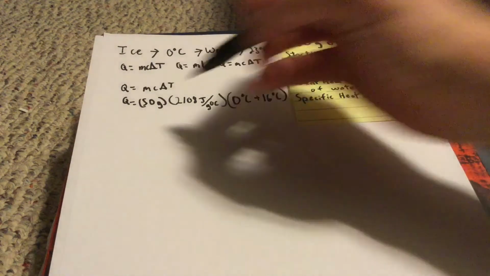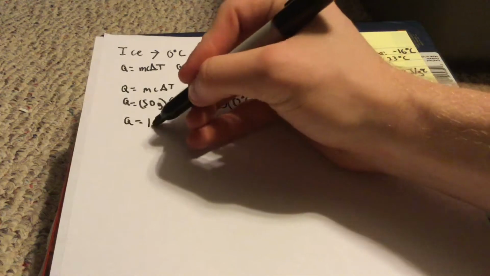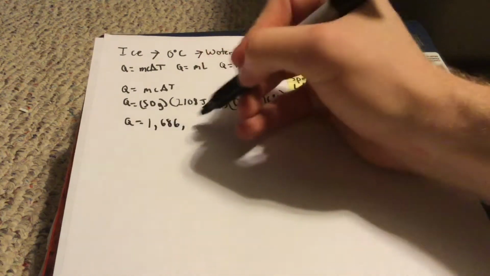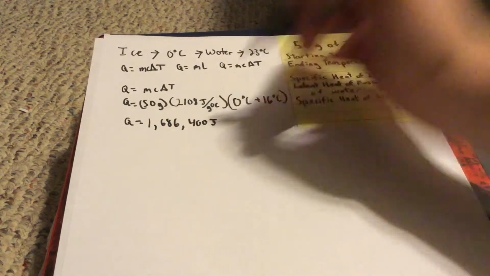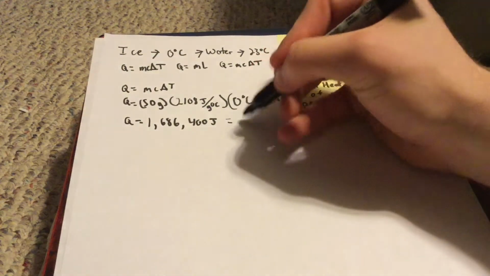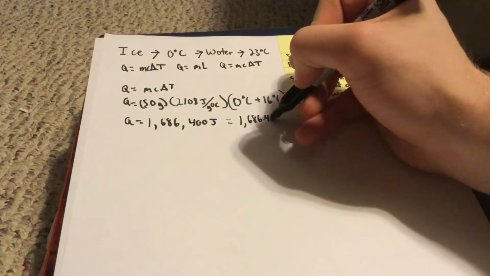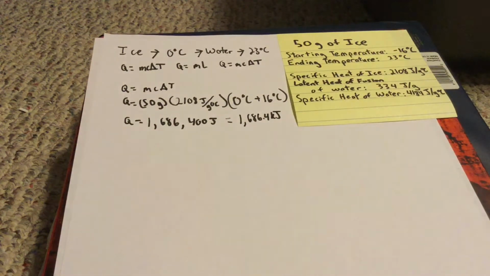This results in 1,686,400 joules. That's how many joules of energy are required to raise the temperature of ice from negative 16 degrees Celsius to 0 degrees Celsius. Or written in kilojoules as 1,686.4 kilojoules, another common unit.